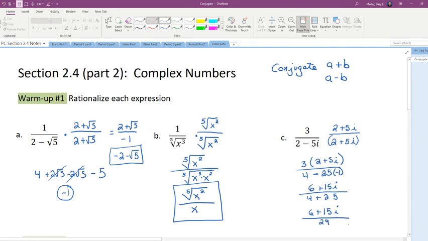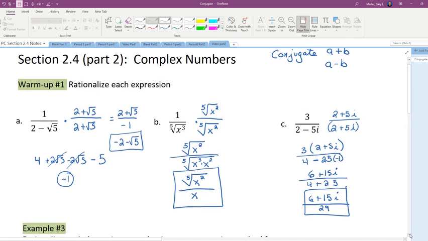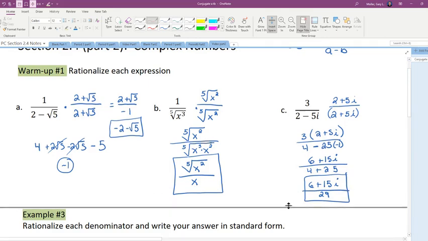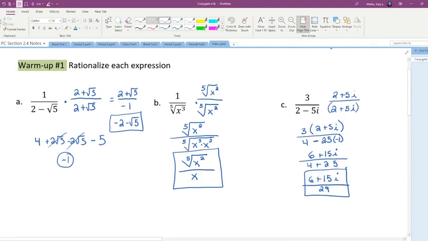Now, if this question had asked you to please make sure you leave your answer in standard form of a complex number, technically I have not done that. To make it in standard form, I would then just need to separate it out. So I'd get 6 29ths, there's my real component, plus 15 29ths, none of which reduces, i. And that would be in standard form.